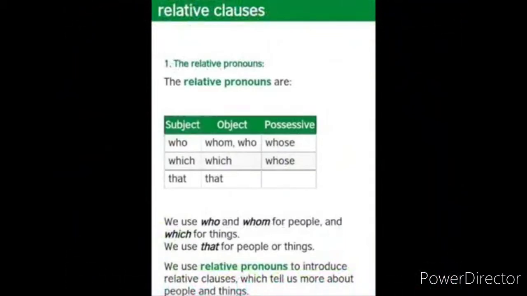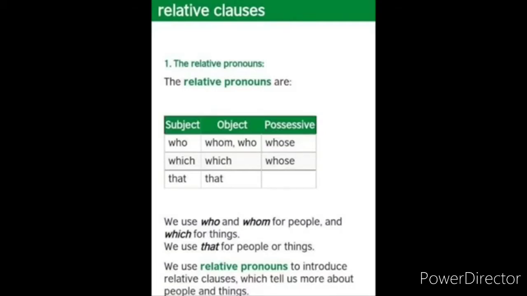Look at the picture, children. Relative pronouns are, see here, subject, object and possessive. In the subject area, you can see who, which, that. In the object area, you can see pronouns like whom, who, which, that. In the possessive area, you can see whose. So, we use who and whom for people and which for things. And we use that for people or things. So, we use relative pronouns to introduce relative clauses, which tell us more about people and things.